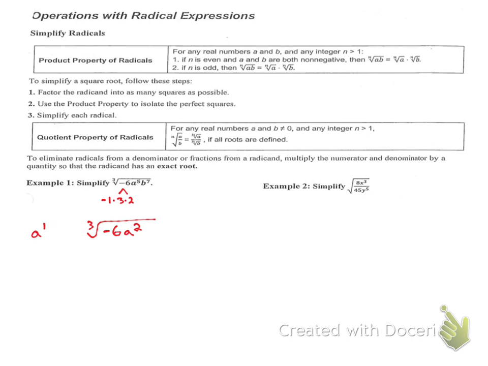Then for b, how many times does 3 go into 7? 2, twice. So you can take out b squared. And what's the remainder? b.